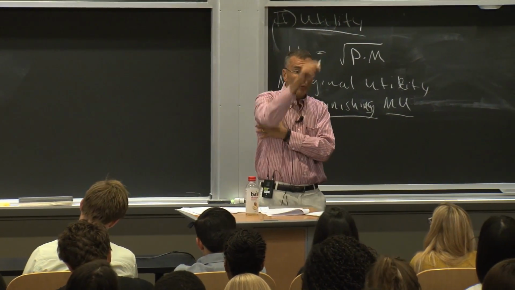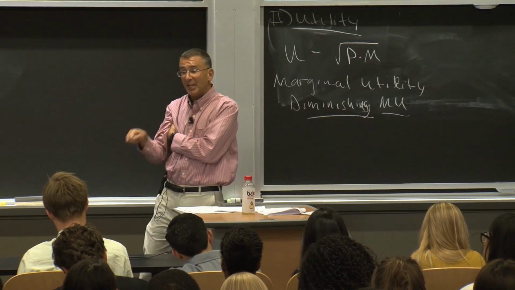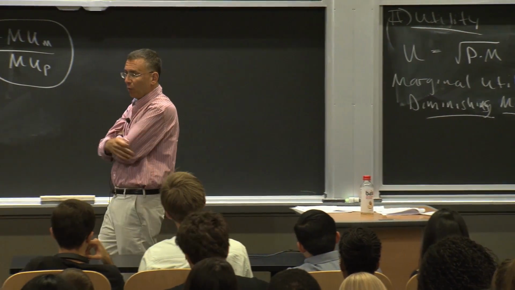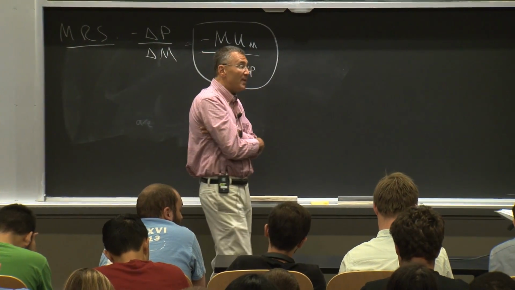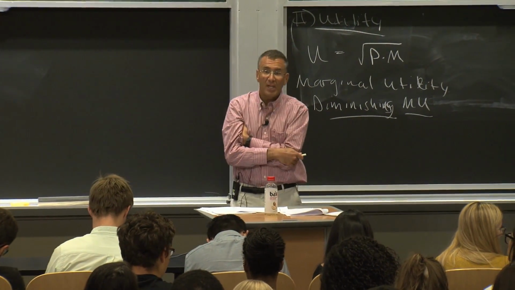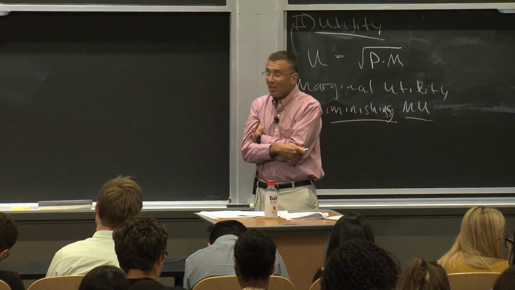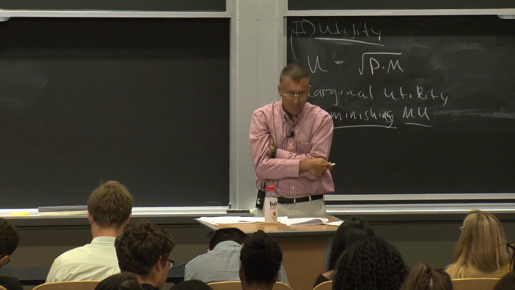So for the rest of the course, we'll be drawing these convex to the origin, or at least non-concave. I'm not saying they won't be linear, but non-concave to the origin indifference curves. Okay? And that is simply because of diminishing marginal utility yielding these MRSs that are everywhere diminishing as you move along the indifference curve. Okay? Questions about that?